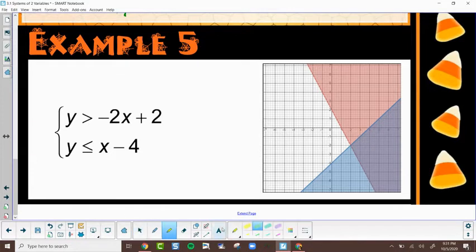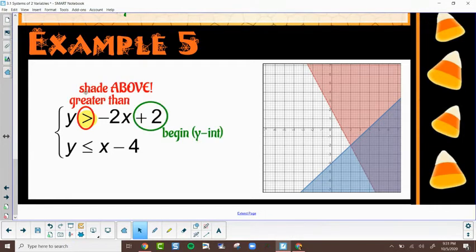So in this first one, I can see that y is greater than, and it's not equal to. So if it's greater than, I'm going to shade above. And then I can see that I began at positive 2. So here's positive 2, and you'll see that I went down 2 over 1. So that's how this one was graphed. And you'll see it's a nice dashed line because I'm not equal to.